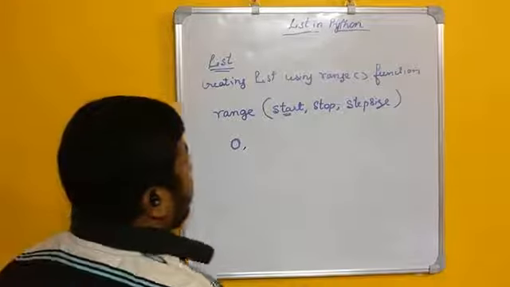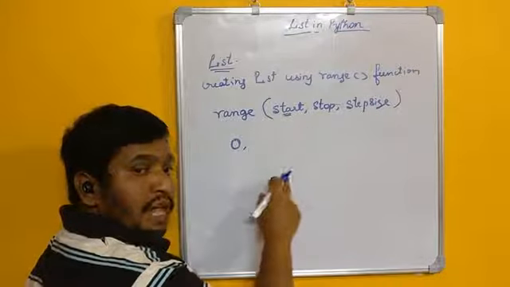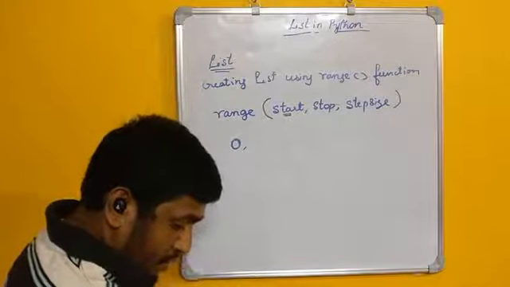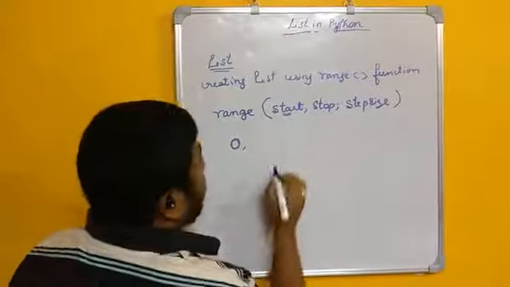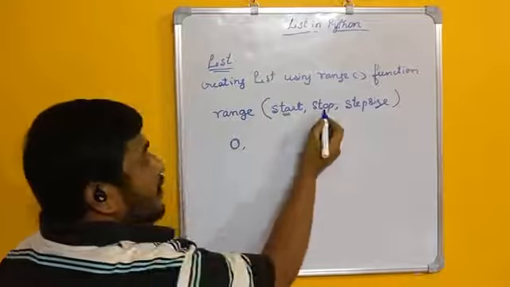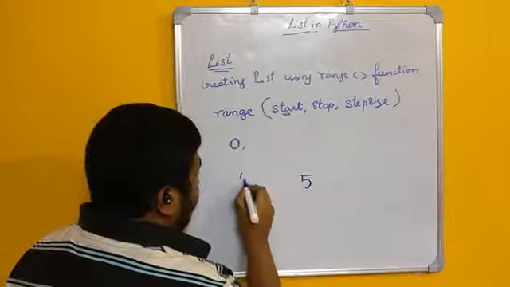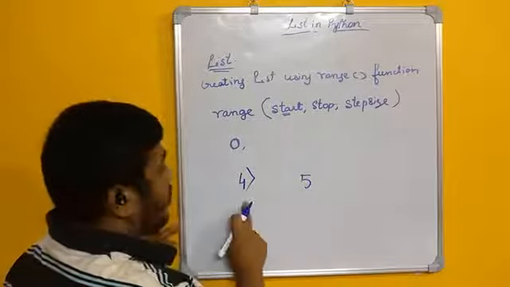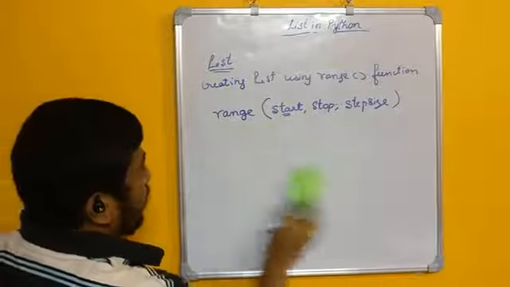And stop is one more than whatever the last element we want. So here, it is one element prior to this stop. For example, if our stop is 5, it will take till 4, one element prior to this stop. If you take 6, the fifth element is the last element. I will show you the example later.